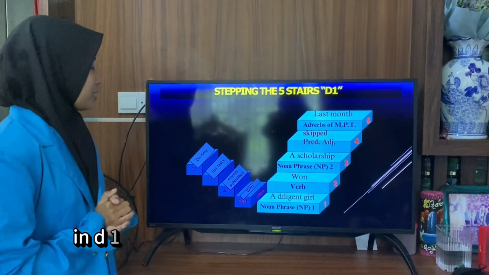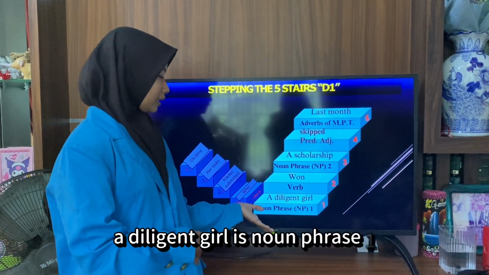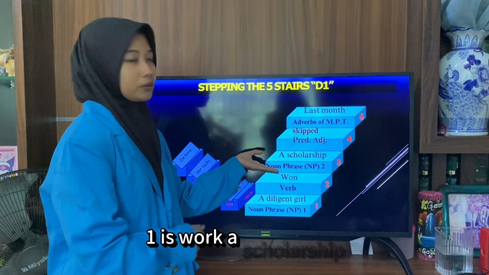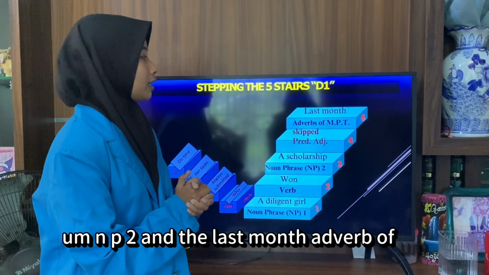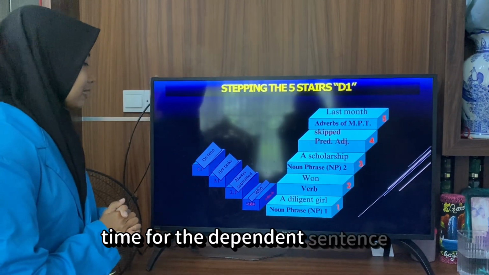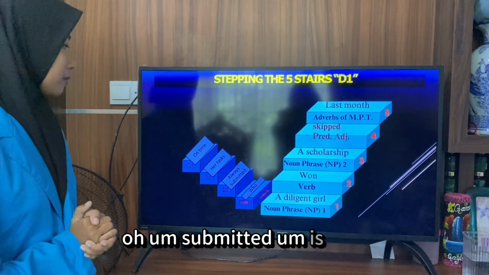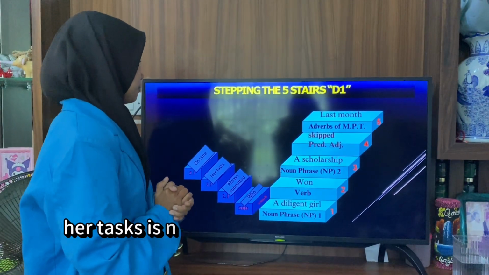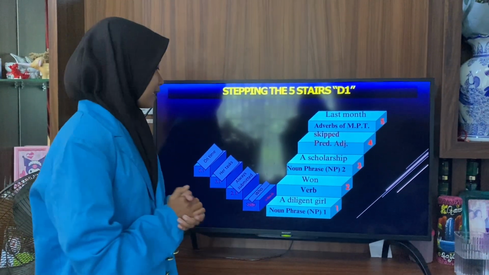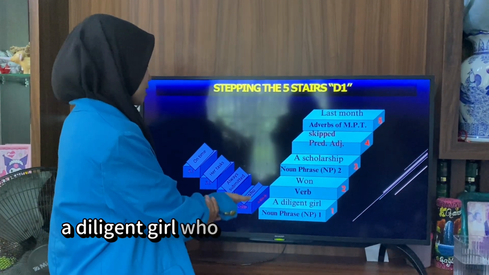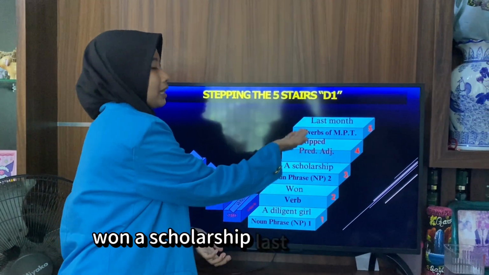In D1, for the independent sentence, a diligent girl is noun phrase 1, won is verb, a scholarship is NP2, and the last one is adverb of time. For the dependent sentence, who is subordinating, submitted is verb, her task is NP2, and on time is adverb of time. So for the complete sentence: a diligent girl who submitted her task on time won a scholarship last month.